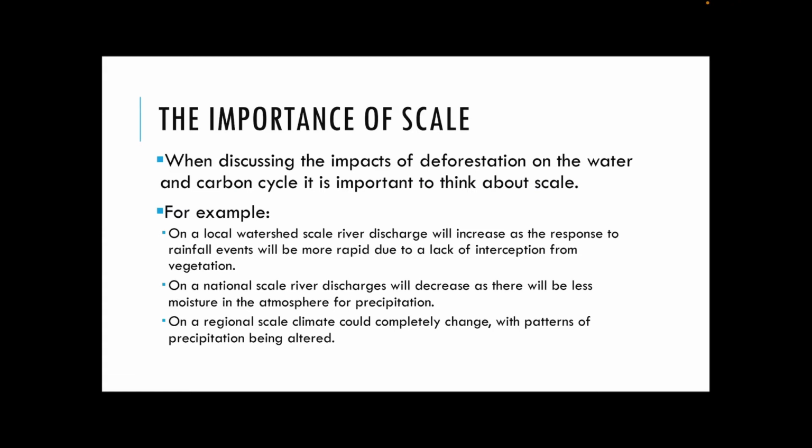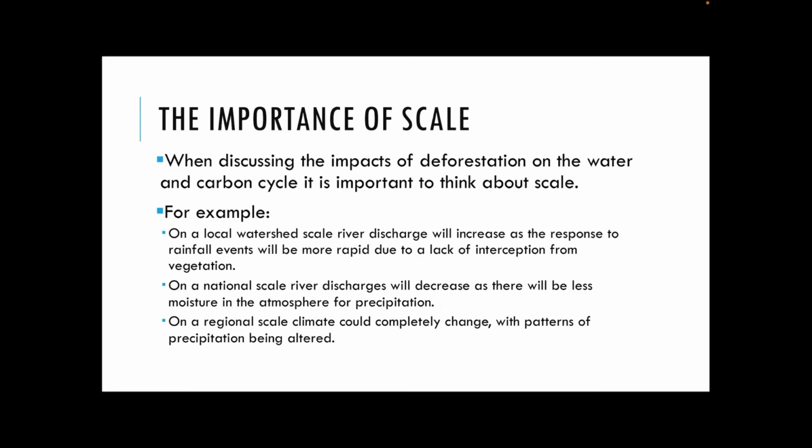Now, when we're talking about changes to the water and carbon cycle that are caused as a result of deforestation in the rainforest, I think it's very important that we think about a variety of scales when we're talking about that.